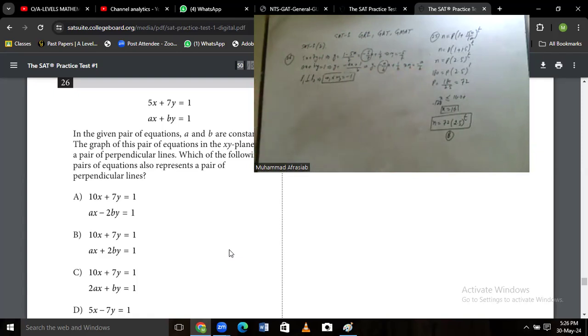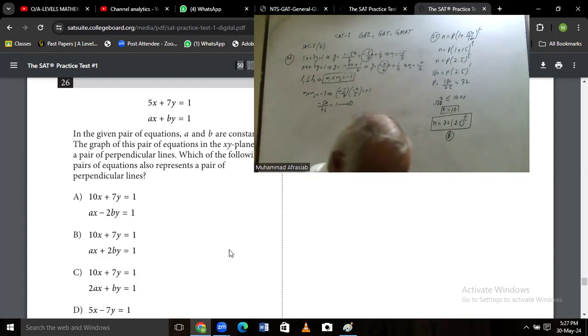Since these two lines are perpendicular to each other, m1 into m2 should be equal to -1. This implies that minus 5 over 7, the slope of this, into minus a over b, the slope of this, should be equal to -1. Minus and minus cancel, so 5a over 7b is equal to 1. Let's call this expression 1. Now we will check the rest of the equations for this part.